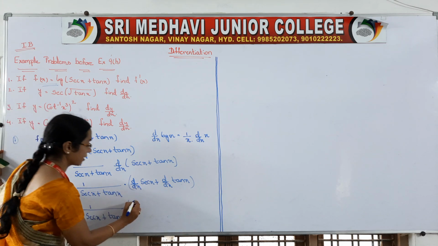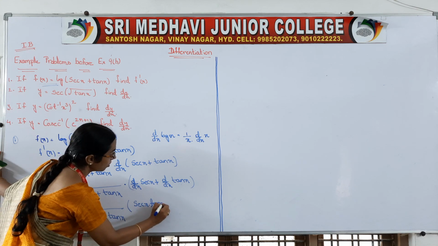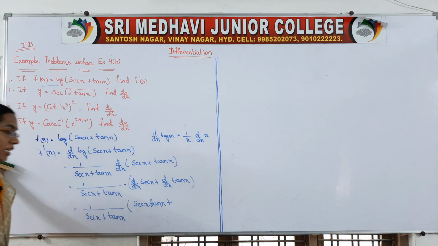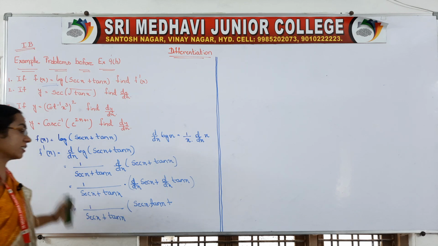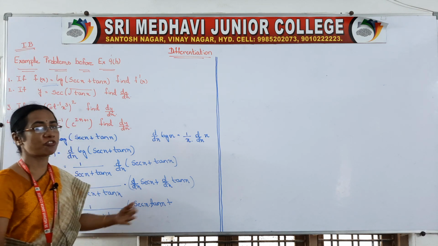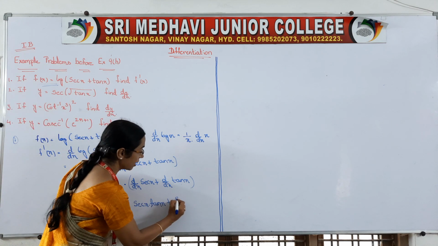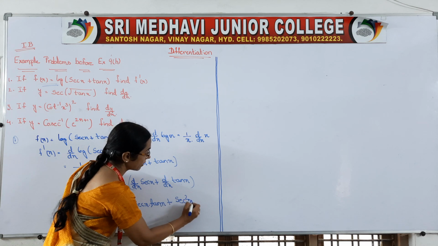So it is equal to 1 by secant x plus tan x into d by dx of secant x. What is the formula? I think by now you have to get used to the formulas. D by dx of secant x is secant x into tan x. When I ask what is the formula, say it loudly. You feel like you are in a classroom. D by dx of tan x is secant square x.